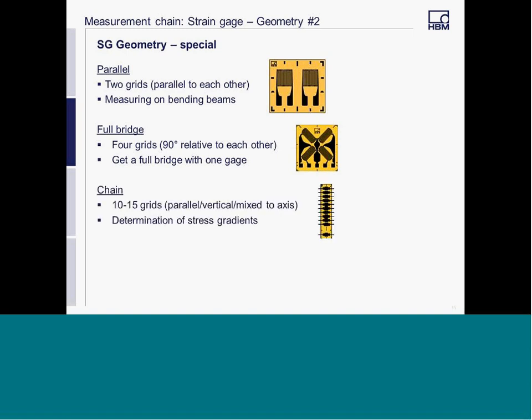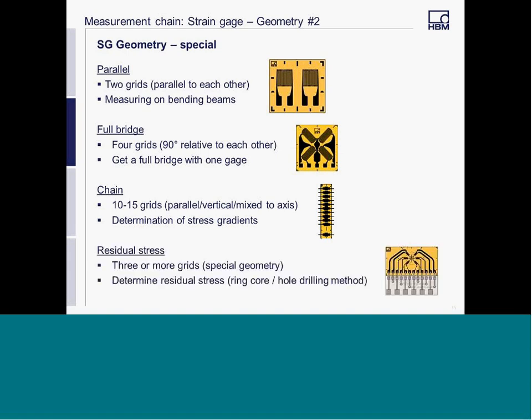A chain has 10 to 15 grids quite close to each other, and you take that when you do not have a homogeneous stress in your material. You take that if you have a stress gradient. Of course, you could also apply a lot of single strain gauges, linear gauges, but that is much easier, and you get much closer together. So to determine stress gradients, you take these chains.